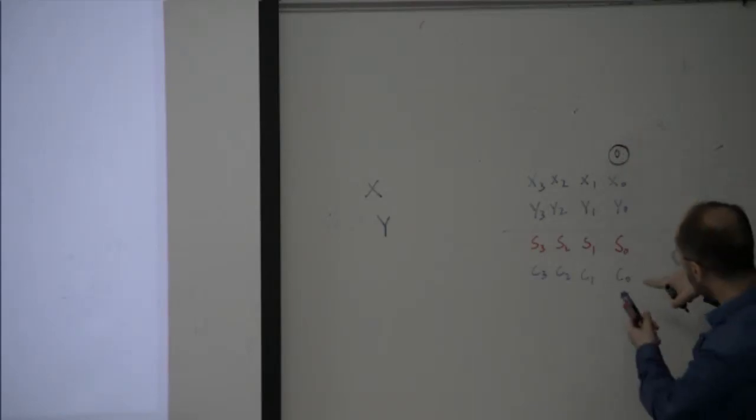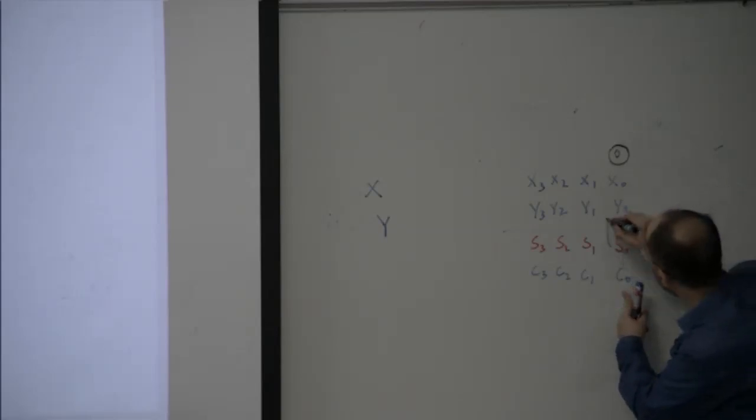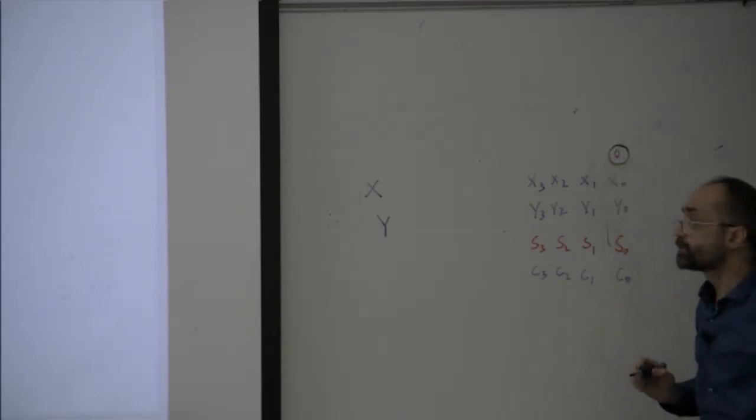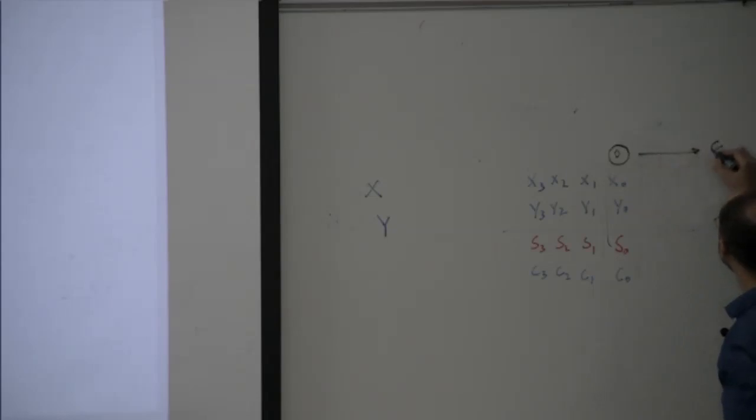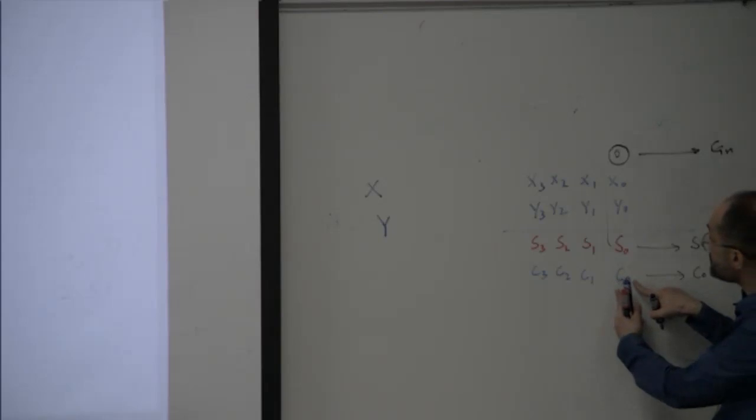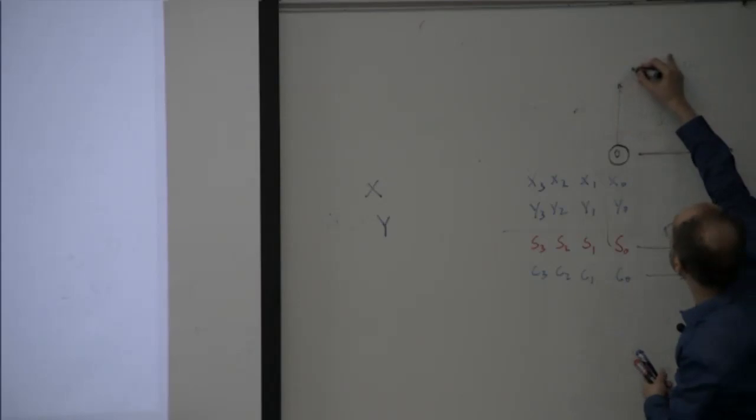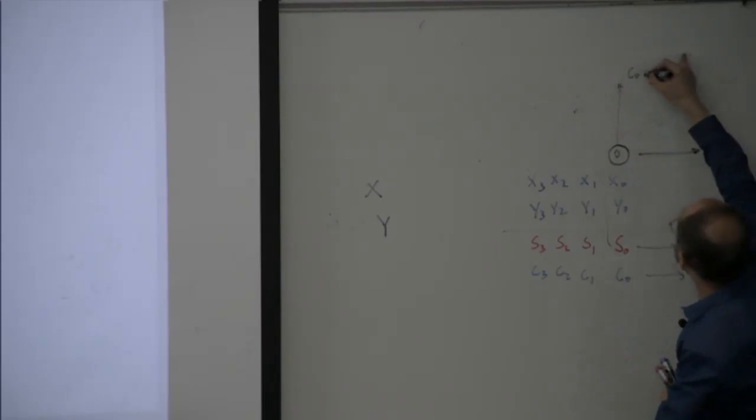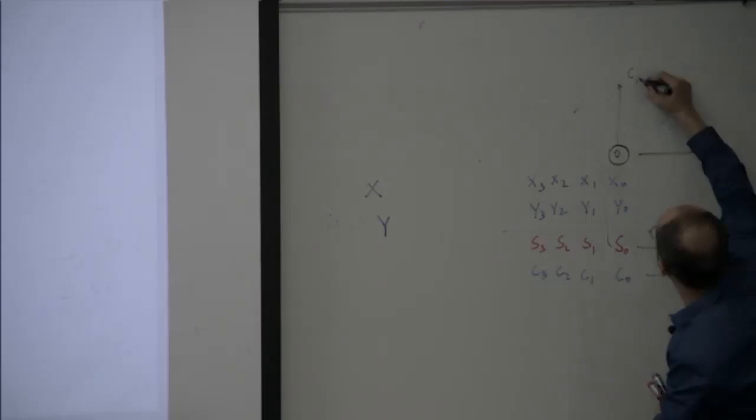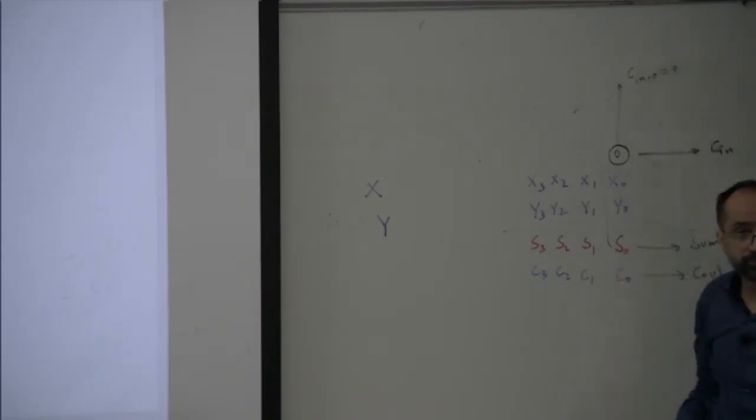And when we have a carry out from this stage, it will become what? The carry in for the next stage. So this one is the carry in, this one is the sum digit, and this one is called the carry out. The carry out from this stage becomes the carry in for the next stage. So this is C0. I call it Cin0. Cin0 is actually 0 because it's the initial addition.